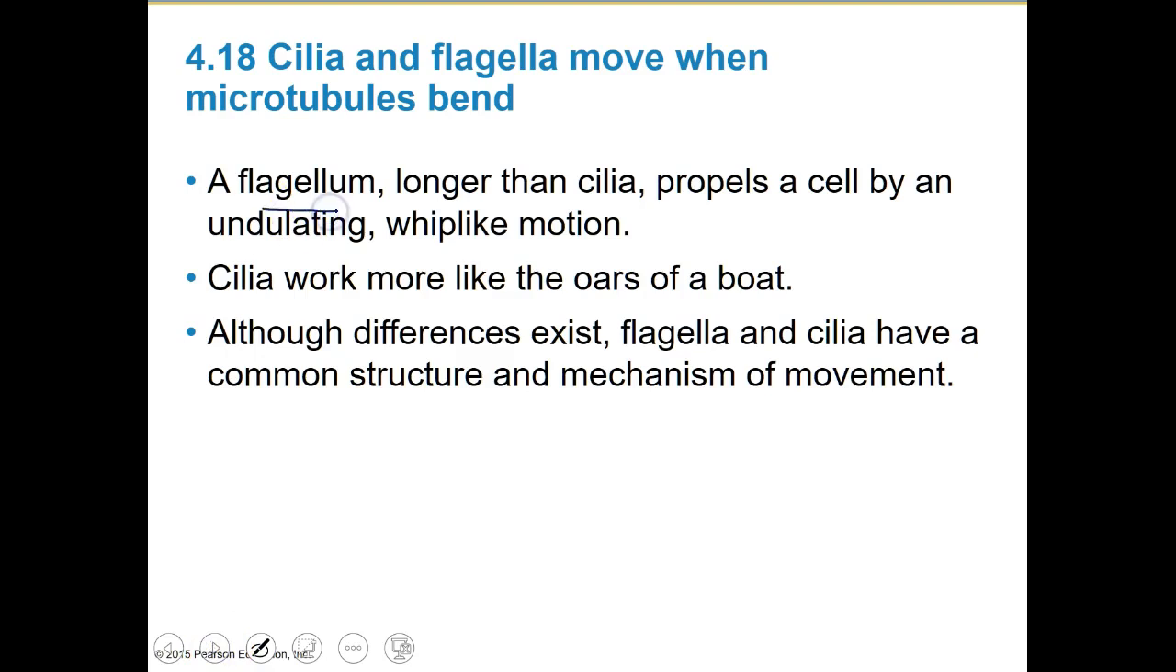A flagellum, which is longer than a cilia, propels a cell by undulating. Undulating means it's whipping. So an undulation is just a whip motion. Cilia work more like the oars of a boat, but they kind of do this weird undulation too. So just that whip-like motion. Although differences exist, flagella and cilia have a common structure and a mechanism for movement. They're both still doing a whip-like thing, just to get movement to happen. And they're all going to be made of sort of the same cytoskeleton, by the way.